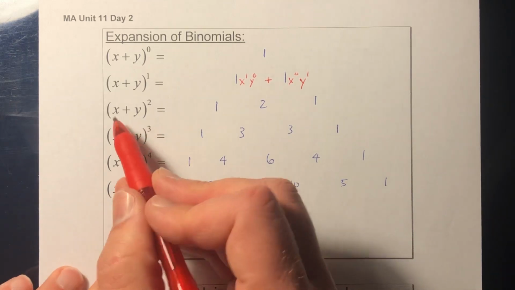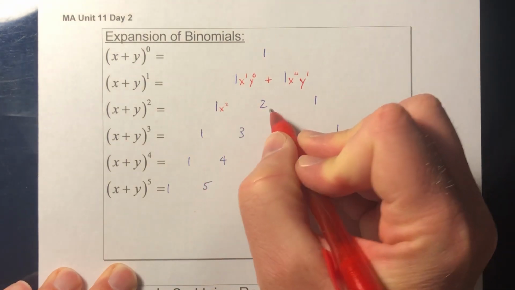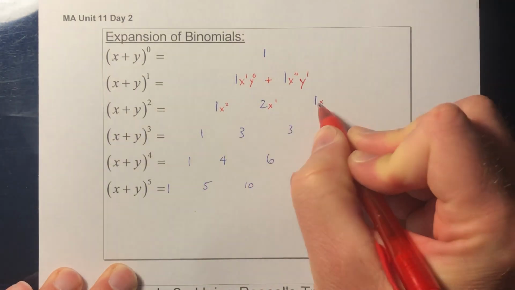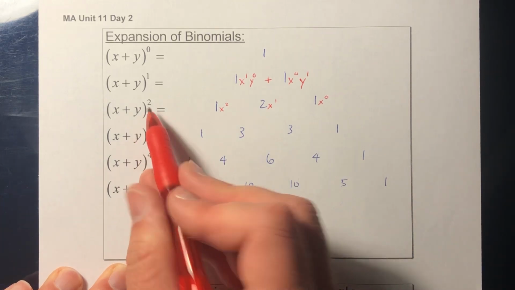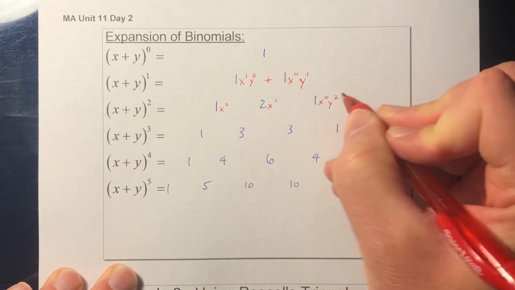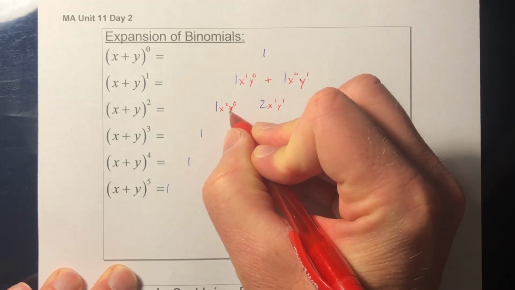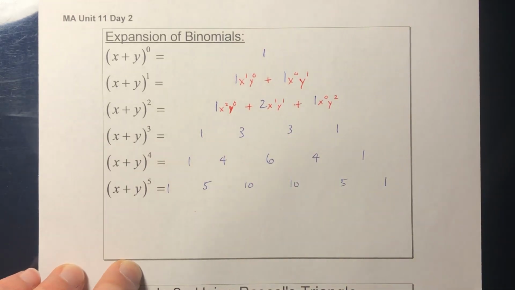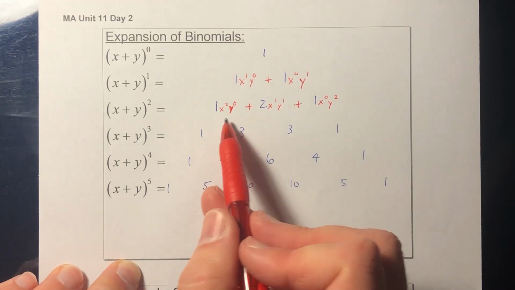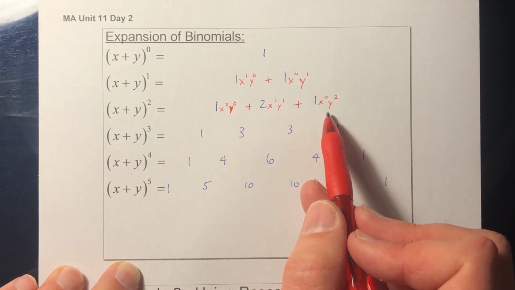Now this next one, again, this first guy, raise it to the second power, and then you go in descending order till you finish. This y raised to the second power starts here, and you go backwards. Plus signs in the middle. And you would clean that up. So this would be x squared plus 2xy plus y squared.